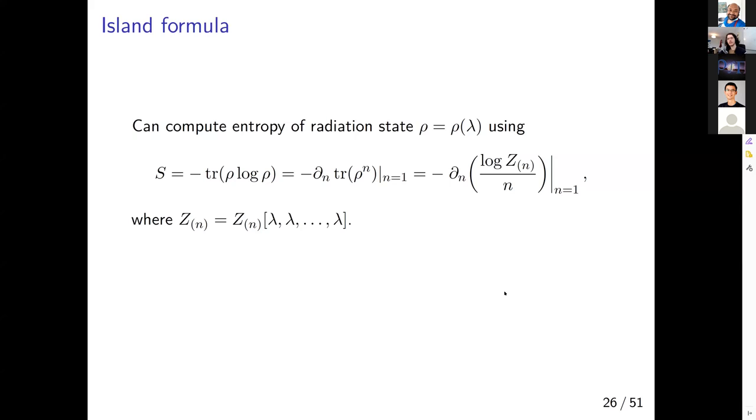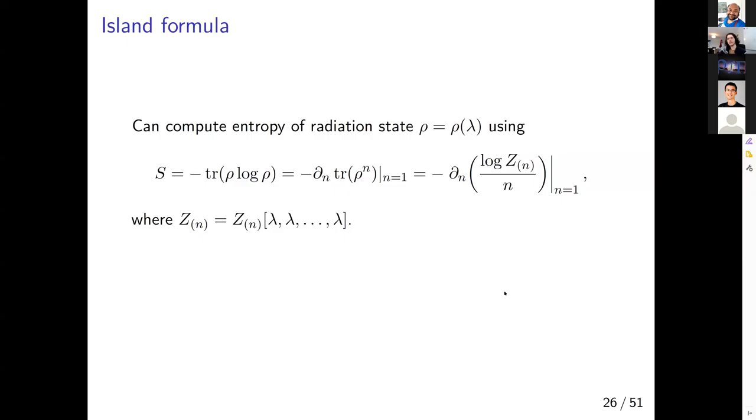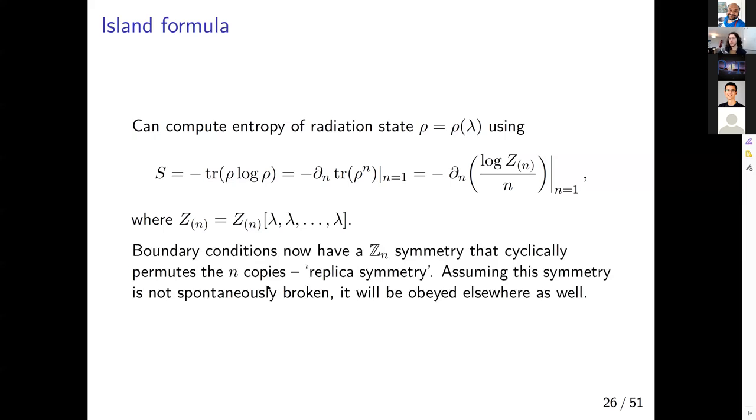And because we're doing rho to the power of n, the sources for each of the n copies of the states are now exactly the same. So, assuming symmetry is simultaneously broken, which is a common assumption, but it doesn't always hold, but I'll assume in this talk that it does. That means that as well as being obeyed at the boundary, it's going to be obeyed inside of the bulk of the gravity, inside the bulk of the system as well, everywhere else. So this symmetry helps us a lot.